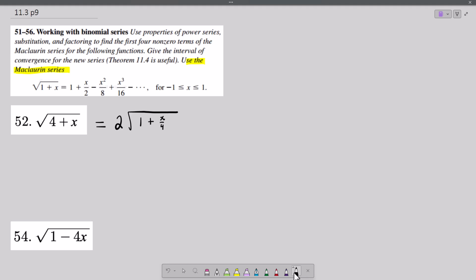So now, when we go to create our series here, we have a 2 multiplied by, now we're going to replace the x with x divided by 4. So we're going to have 1 plus, this x gets replaced with x divided by 4, so we'll have x over 8. The next one gets replaced, so we're replacing that with x over 4, so we're going to get x squared over 4 squared. 4 squared is 16. And then 16 multiplied by 8 is something.